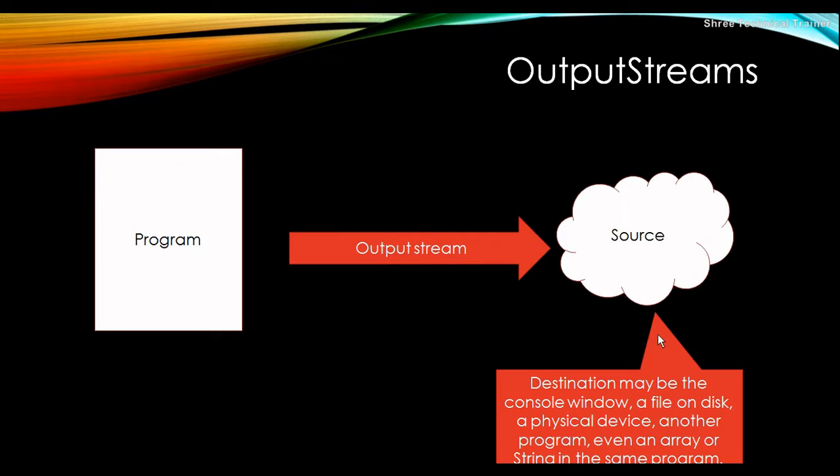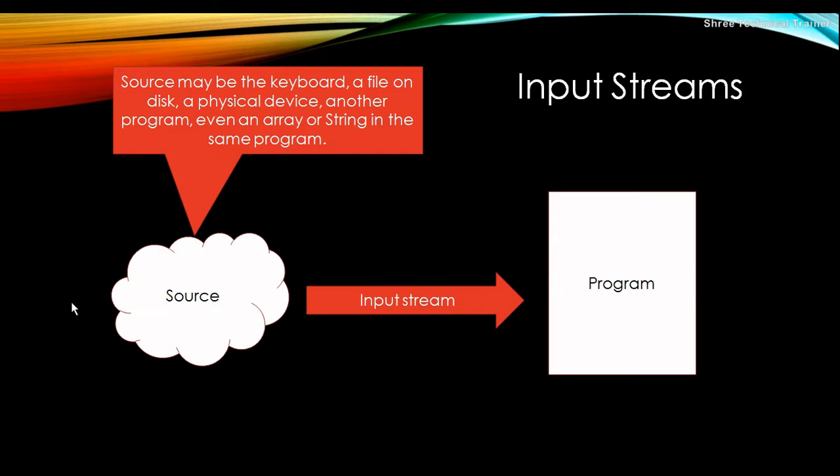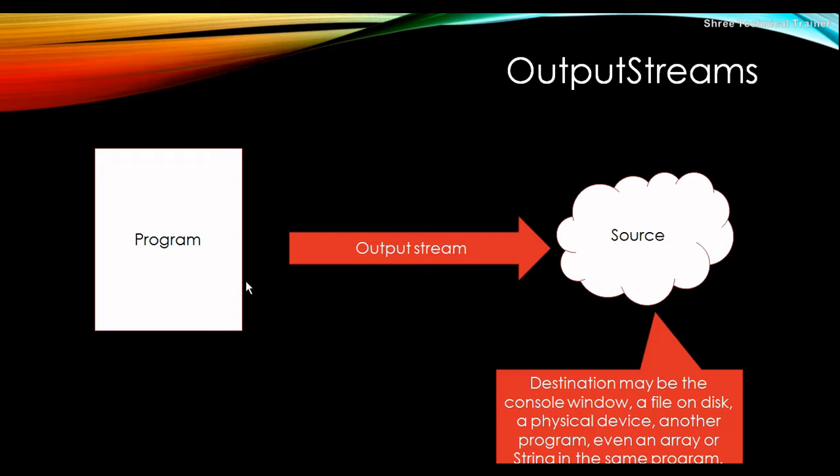So the output stream is used here. The destination may be the console window, a file on a disk, a physical device, or any other program. So, clear with what an input stream and output stream are? Input stream is the flow of data from source to program, whereas output stream is the flow of data from program to destination.